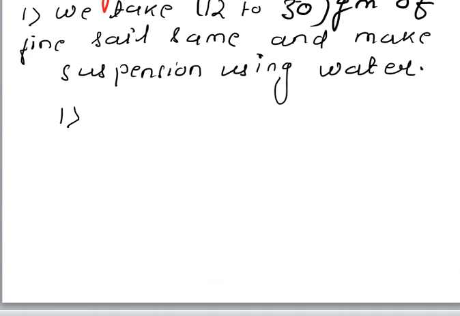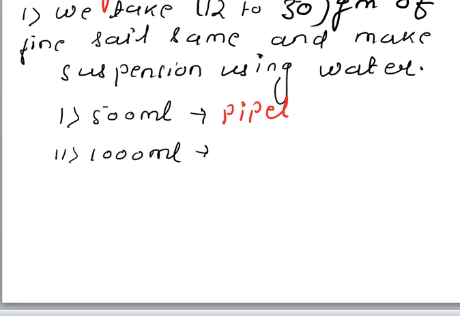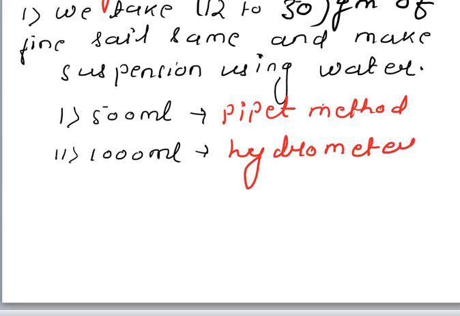There are two volumes of suspension. The first is 500 ml and the second volume is 1000 ml. The 500 ml suspension is used in case of the pipette method, and a suspension of 1000 ml is prepared for the hydrometer method.